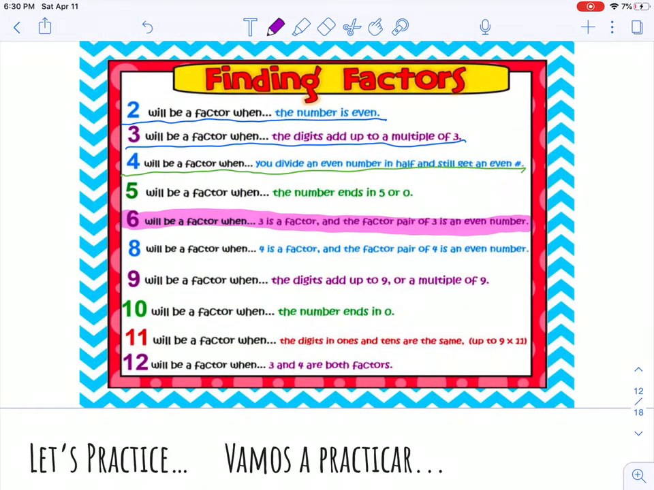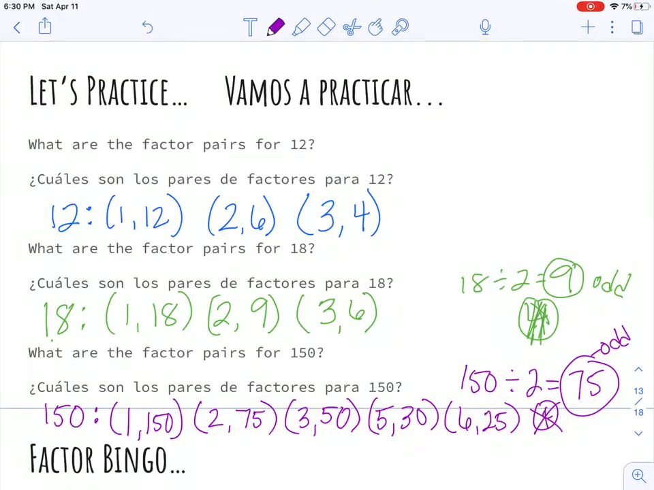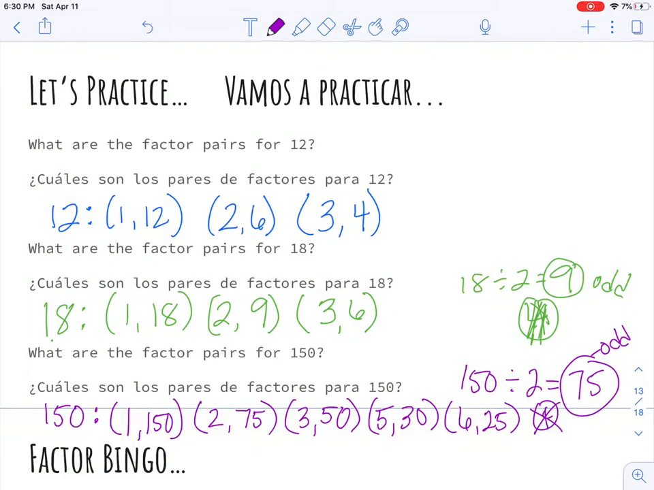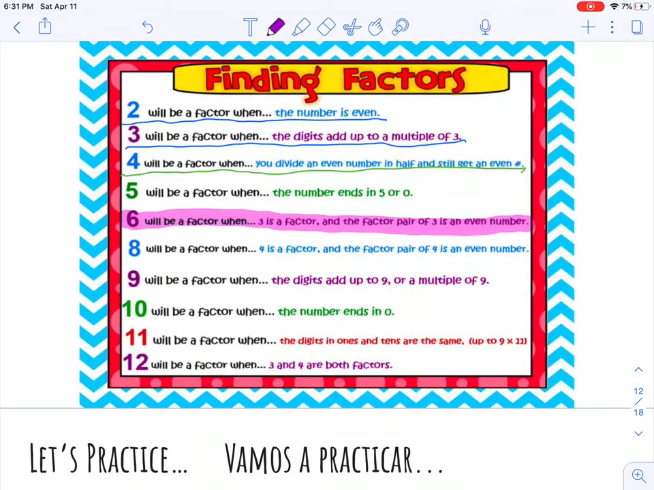All right, let's go to 7. What does 7 say? Oh, there's no trick for 7. 7 is not a very common number that you can multiply by, so you could not multiply by 7 to get 150. All right, let's move on to 8. 8 has a trick. 8 will be a factor when 4 is a factor and the factor pair of 4 is even. We already found out that 4 was not a factor, so that means 8 is not a factor.